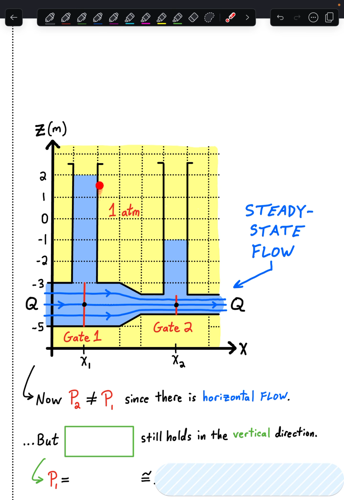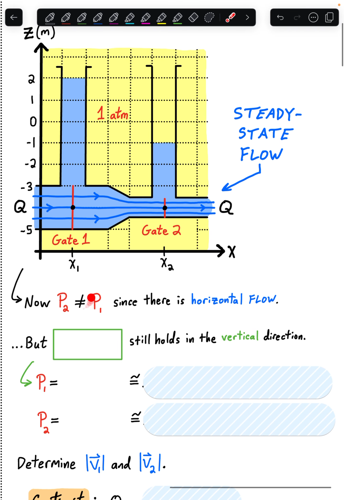And we're expecting a higher column of water and then a lower column of water above these 2 points, since now the pressure at 2 is not equal to the pressure at 1, even though they're at the same horizontal level, since there is horizontal flow. But our hydrostatic condition still holds in the vertical direction. It's still true that the difference in pressure between any 2 points vertically, as long as there's no vertical flow, is given by this expression right here.